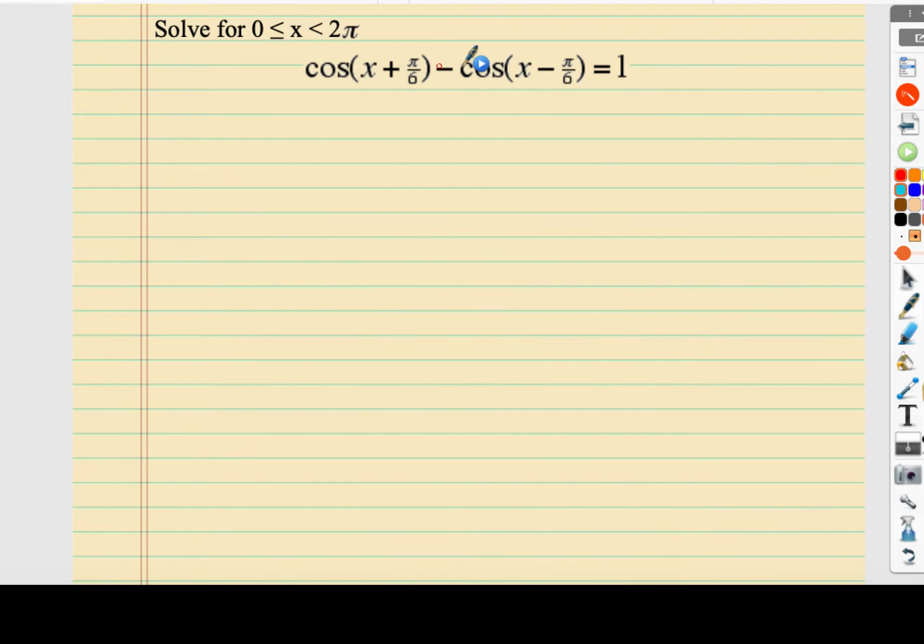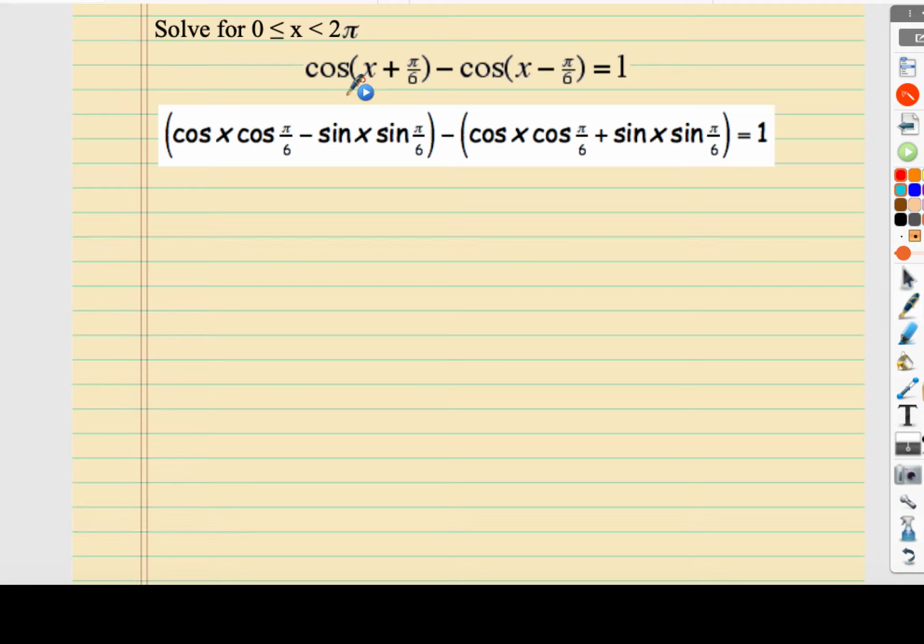Well, I'm going to go ahead and use my sum and difference formulas. The cosine of a sum is cosine times cosine minus the sines of the angles. The cosine of a difference would be cosines of the angles plus sines of the angles multiplied. And notice the minus in between here, so we've got our difference in between sticking around, still equal to 1.